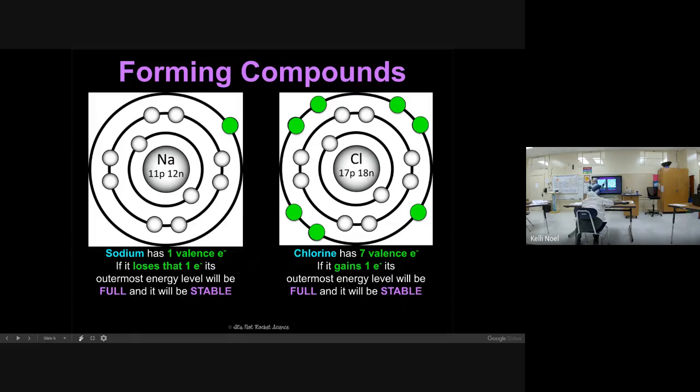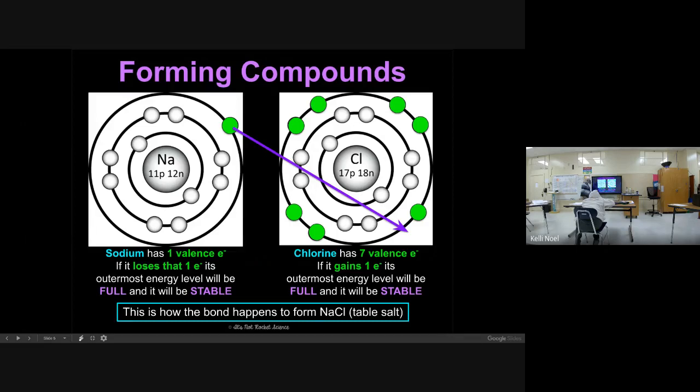So this 1 electron is going to be given over here, and the process of giving it sticks those 2 atoms together and creates a bond. So that one is going to go over here. So this is how a bond is going to happen for table salt. They're going to combine with each other. Sodium is going to give its 1 electron over to chlorine, and chlorine's going to now be happy. Sodium is going to be happy, but they're stuck together. It's like glue, and they become table salt, which we can use on our food. So that's what we're looking at here.